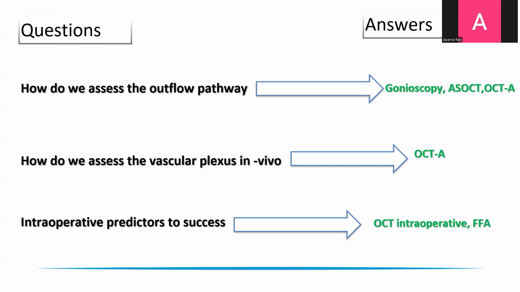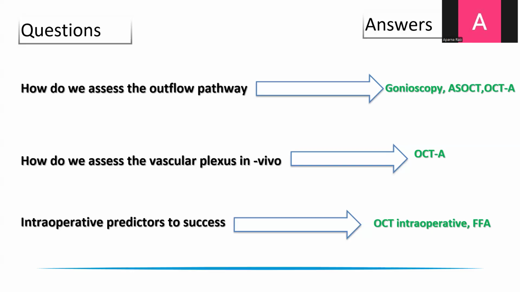Now that we know the various MIGS procedures available and their outcomes, what are the different ways in which we can assess surgical success, either intraoperatively or postoperatively? We can assess the outflow pathway using gonioscopy, the gold standard, which only enables visualization of the trabecular meshwork and the Schlemm's canal, but not the distal outflow pathway. The latter can be visualized using either fundus fluorescein angiography, OCT angiography, or aqueous angiography, and to some extent using the anterior segment OCT.